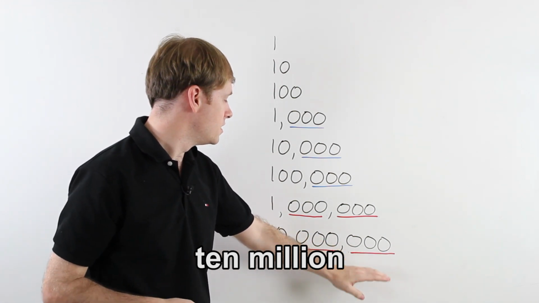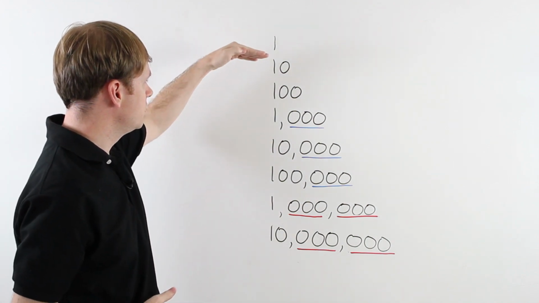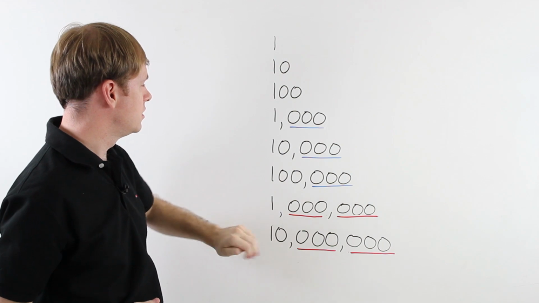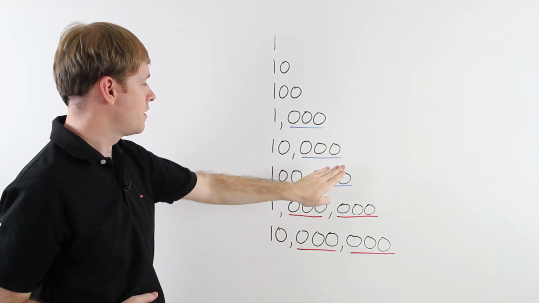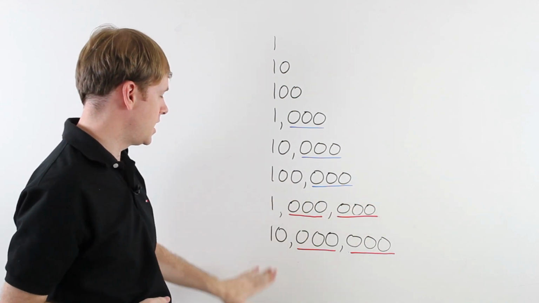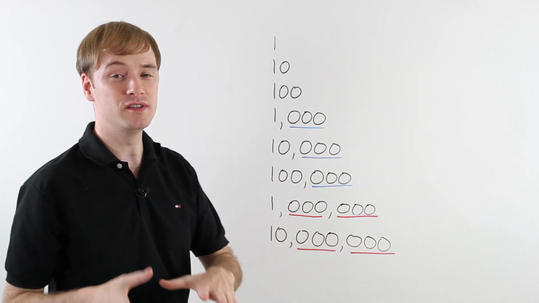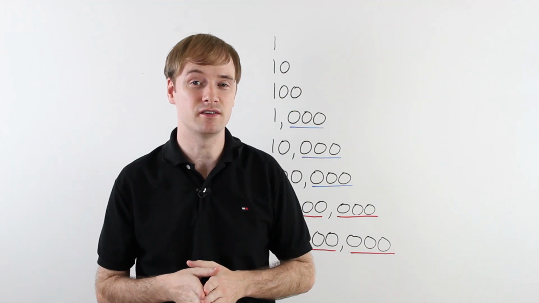All right. So don't be confused. Let's go through this again. 1, 10, 100, 1,000, 10,000, 100,000, 1 million, and 10 million. Okay, I know it's difficult. It takes a lot of practice. So let's go do some practice right now.